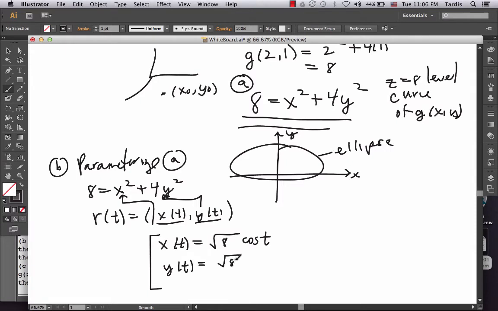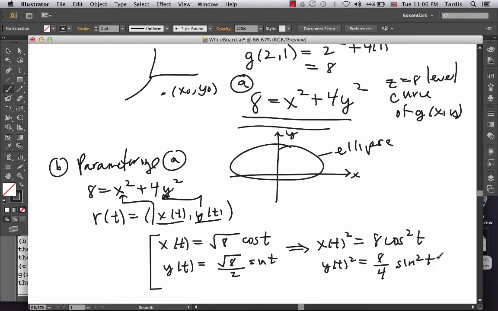It would be the square root of 8 sine of t, but then you have to divide by 2. Because when you take x of t and square it, you get 8 cosine squared of t. When you take y of t and square it, you get 8 over 4 sine squared of t.